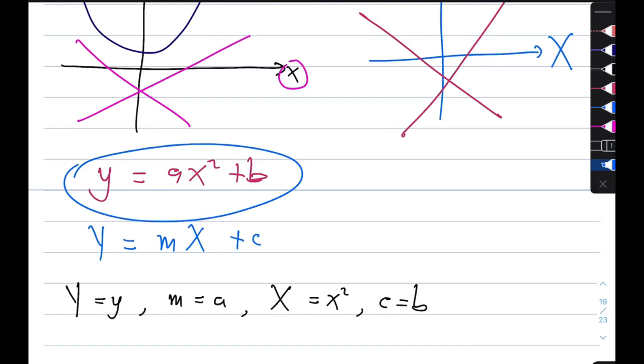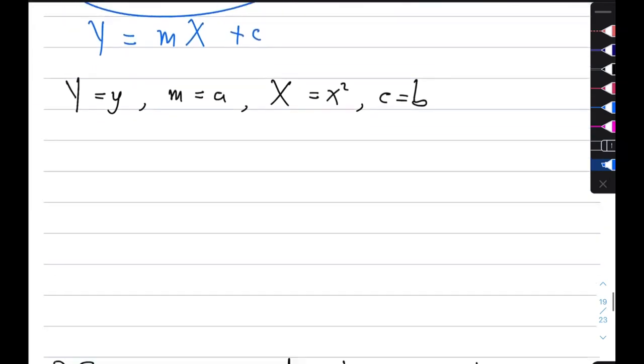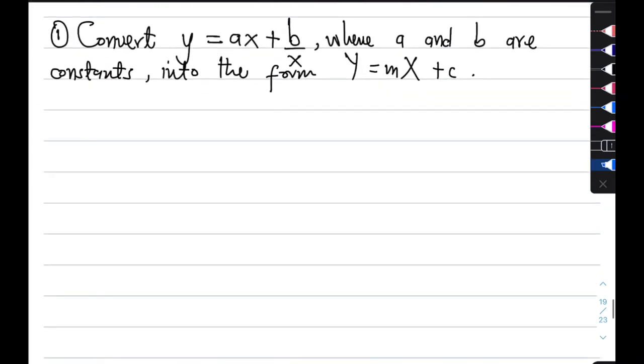But in this video, we'll be talking about how to do it algebraically, okay? How to convert from this stage to that stage, all right? So now let's start with the first question. You are asked to convert what we have here into this form, okay?